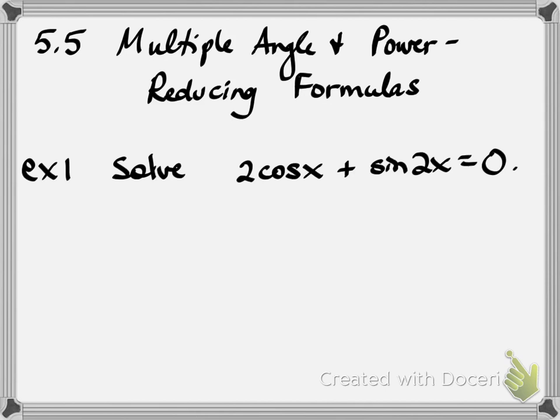Today we're going to start section 5.5, if you were absent, multiple angle and power reducing formulas. So example 1, we're going to solve 2 cosine x plus sine 2x equals 0. So this is largely like section 5.3. We're trying to solve it, get the trig functions by itself, and use the unit circle. But in this one in particular, we have this strange 2x here. And that's the first time that's happened.